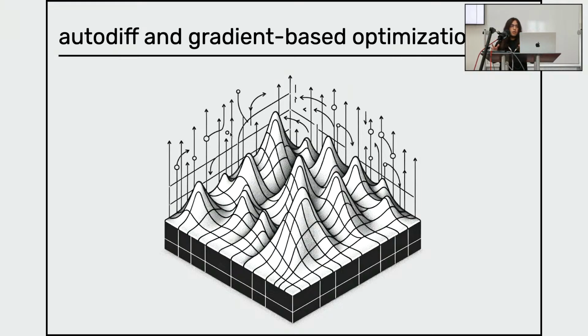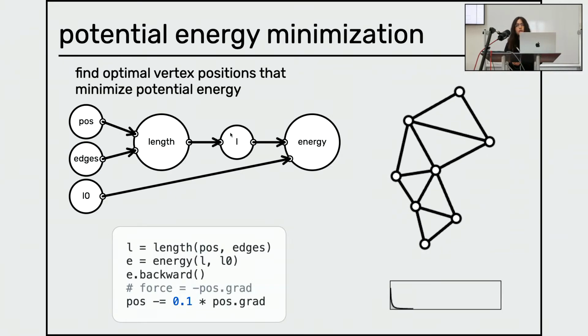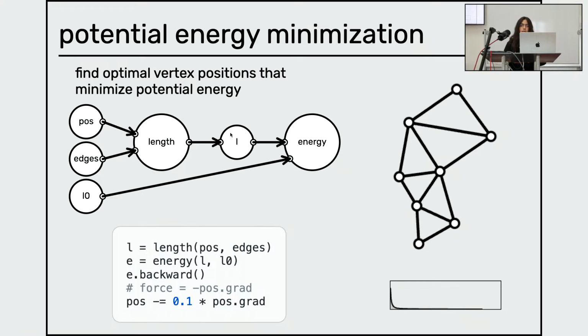And at the core of all of this is really automatic differentiation and gradient-based optimization. So I guess some basics, really one initial way in which we can understand these types of simulation that I'm talking about is by potential energy minimization. And we also saw a little bit of this in previous presentations.